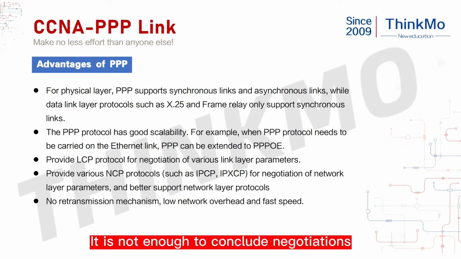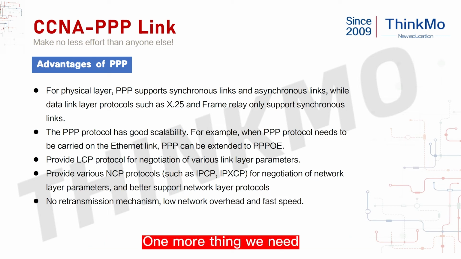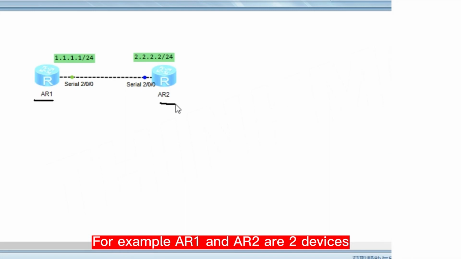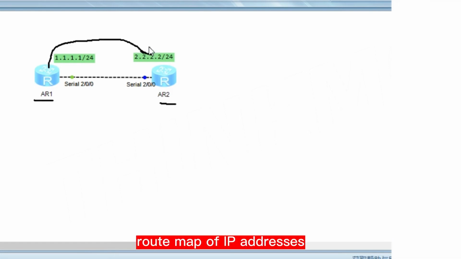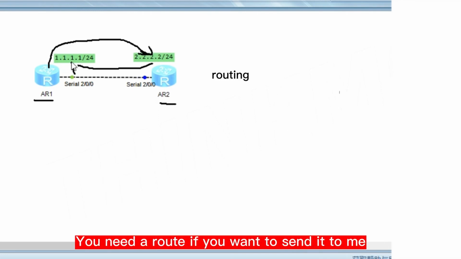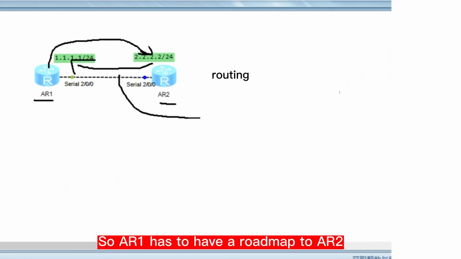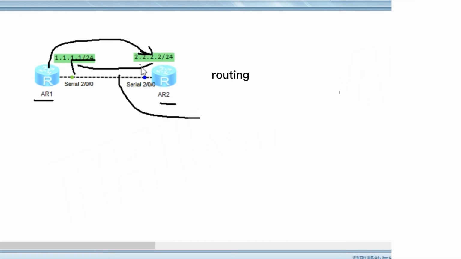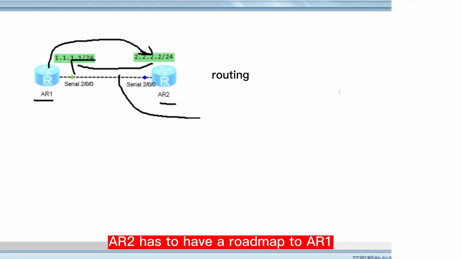It is not enough to conclude negotiations. One more thing we need: you have to have a route. What does routing mean? For example, AR1 and AR2 are 2 devices. I want to go to AR2. I need access to AR2. A route map of IP addresses. This road map is what we call a route. You need a route if you want to send it to me. So AR1 has to have a roadmap to AR2. AR2 has to have a roadmap to AR1.